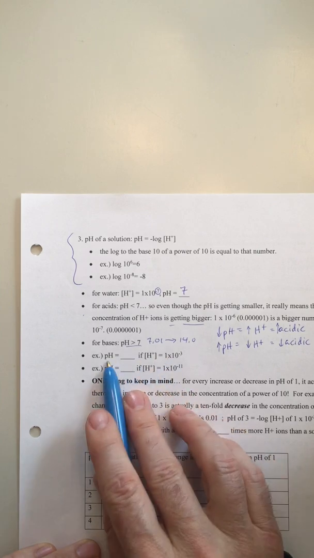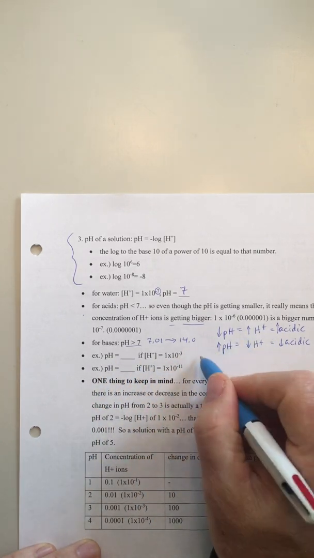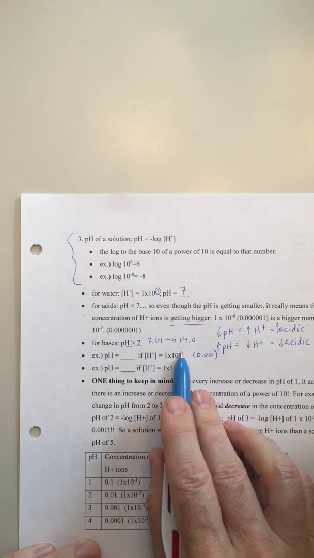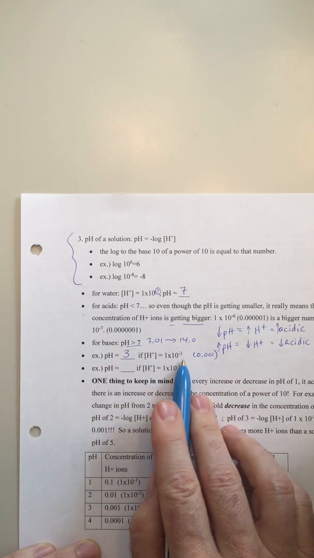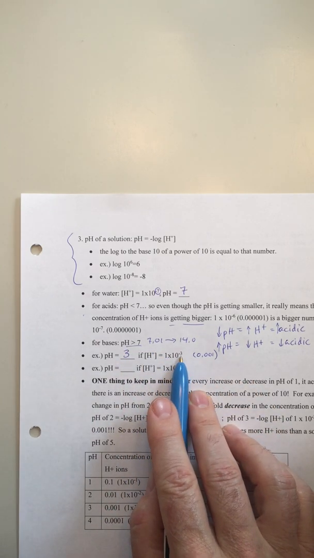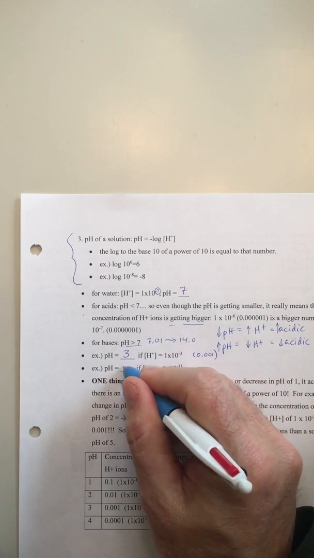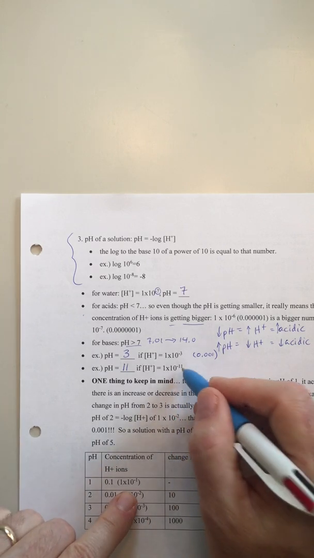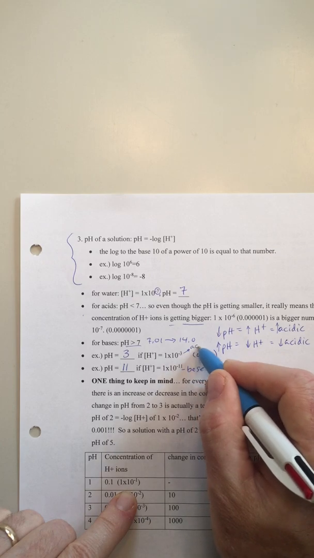So, can you figure out the pH for this? The concentration is 1 times 10 to the negative 3. So all I do is I take that number and put it in there, change the sign. How about the pH of this one? That's right, it's 11. So the pH is 11. So this one would be a base, and this one is a pretty strong acid.